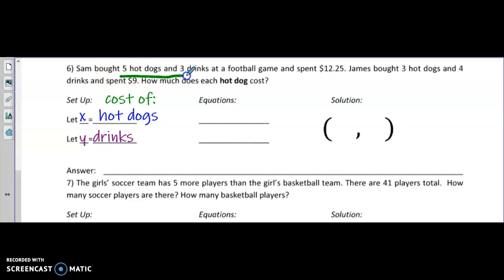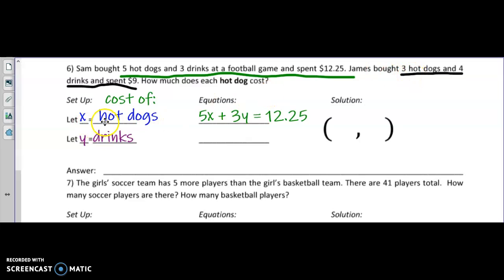Sam bought 5 hot dogs and 3 drinks, and he spent $12.25. So 5 X's plus 3 Y's gave him $12.25. So that's your first equation. 5X plus 3Y is $12.25. James is our second equation. He bought 3 hot dogs and 4 drinks and spent $9. So therefore, 3 hot dogs, 3X, plus 4 drinks, 4Y, equals 9. So 3X plus 4Y equals 9.